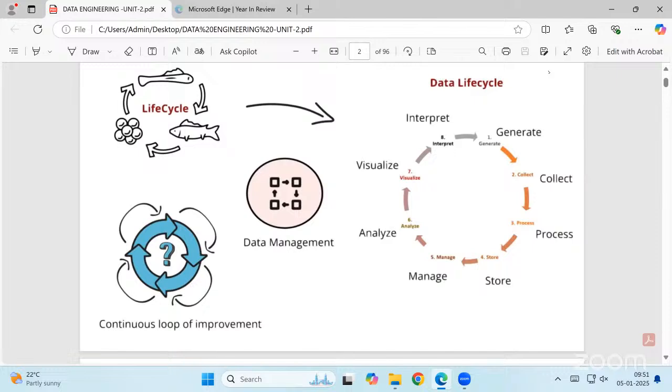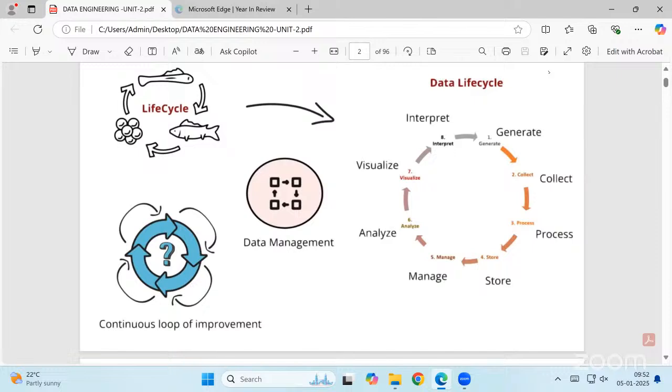First we'll generate the data, and we have different sources where they generate the data, and then we'll collect the data, and that is the phase we call ingestion. So collecting the data, processing the data, storing the data, managing, analyzing, visualizing, and interpreting, meaning understanding. So in total, the phases of the data life cycle are 8.